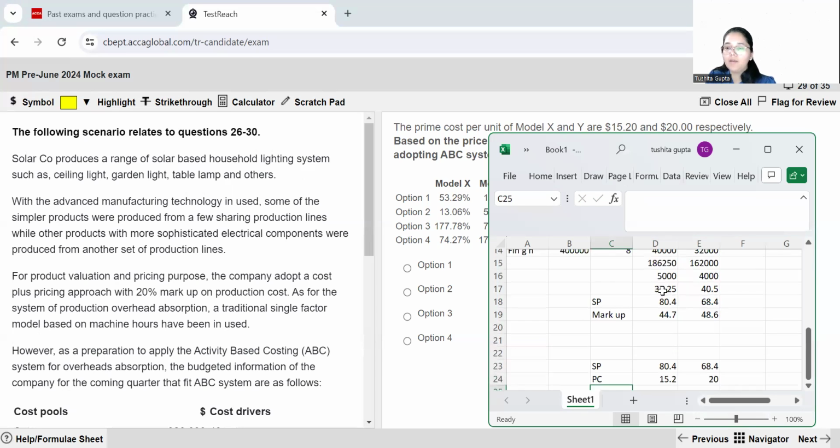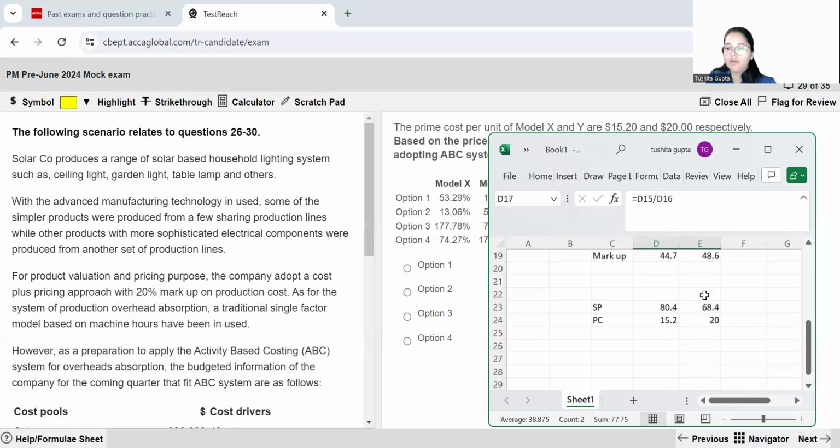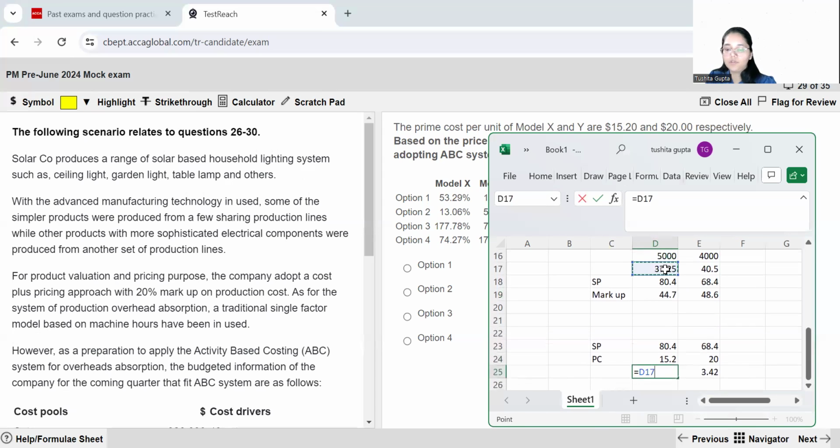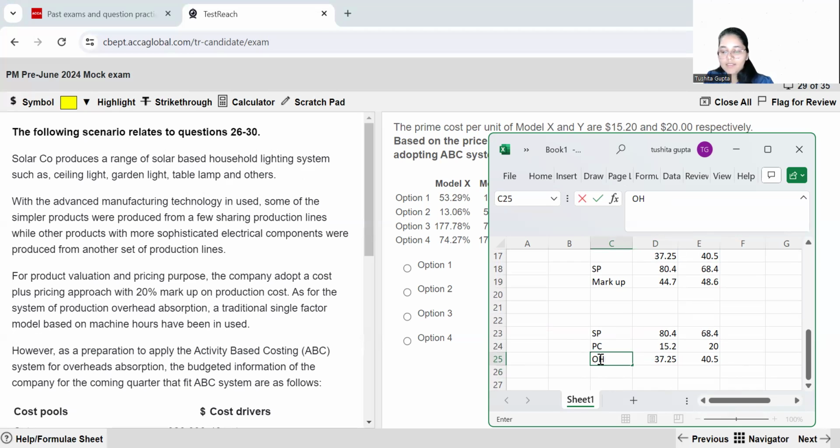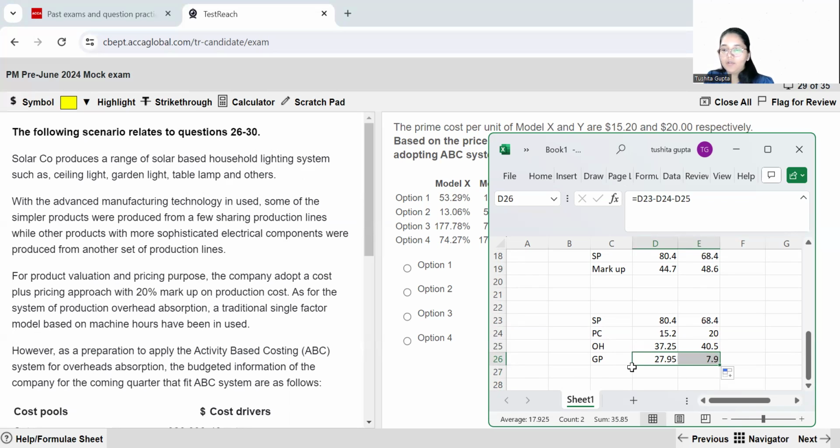Then the next thing I need is my overheads right over here. These were the overheads which we had calculated. All right. Now, the next thing that I find out is my gross profit. So my gross profit is nothing but selling price minus this. So I get this as my gross profit. Drag it to here as well.